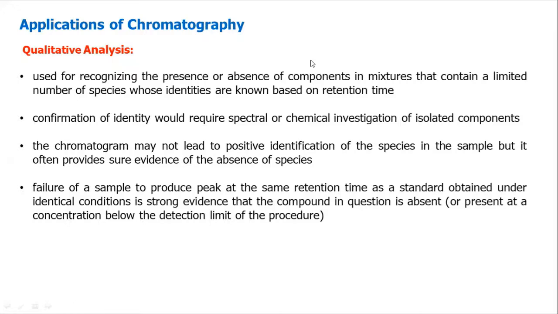And then confirmation of identity would require spectral or chemical investigation for isolated components. The chromatogram may not lead to positive identification of the species in the samples, but it often provides sure evidence of the absence of species. So chromatograms possible siya nga dili gyud maghatag og positive identification, like kanang kana na gyud ni siya, so for example kani nga peak kana na gyud ang atong sample nga gipangita. So dili gyud siya inana, but then it can provide sure evidence kung absent na siya nga species.